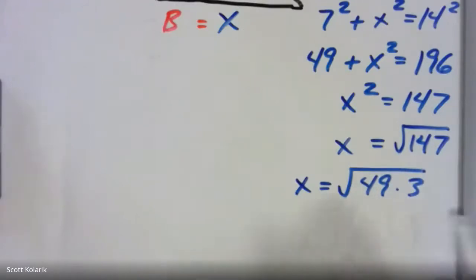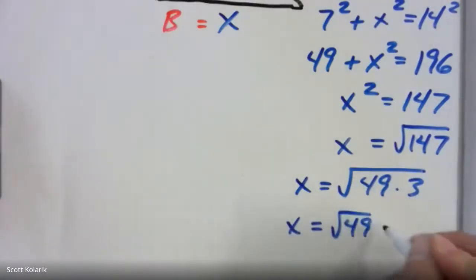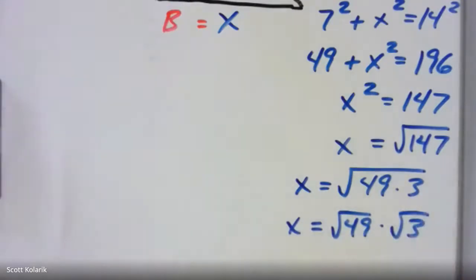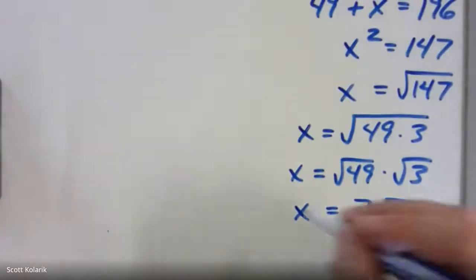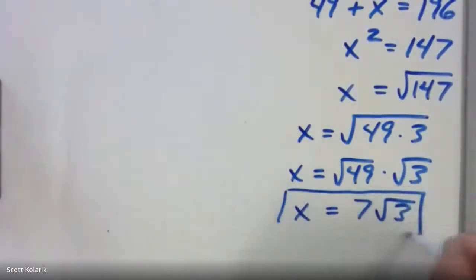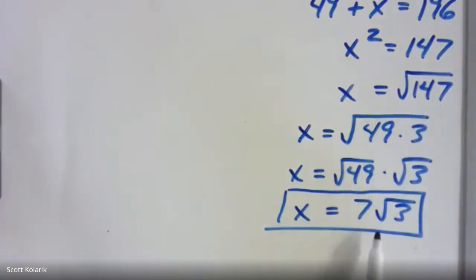But the reason we do this is because now I can use this property that I can split it up like so. And the reason I would do that is because this I can actually simplify further. I can take the square root of a perfect square. In this case, the square root of 49 is 7. And that would be left, the square root of 3 can't be simplified further. So this would be the fully simplified result. Technically, this is the exact answer. This is just the simplified version of that exact answer.